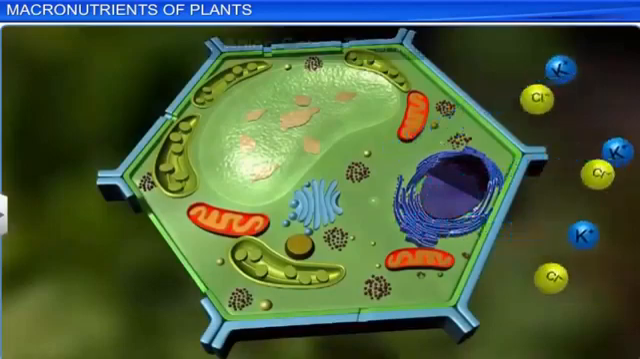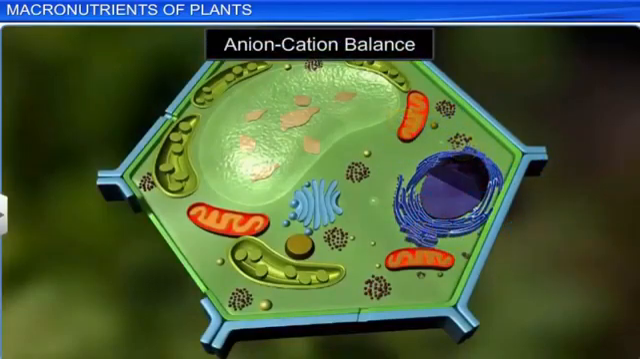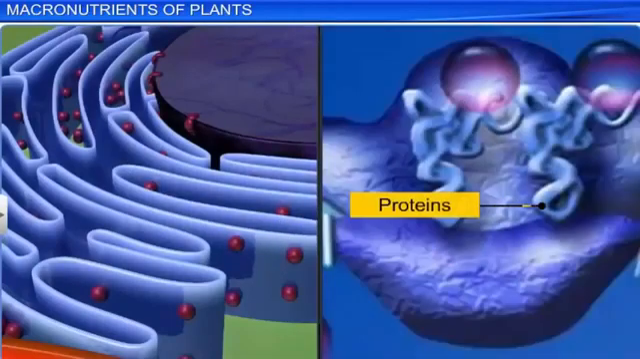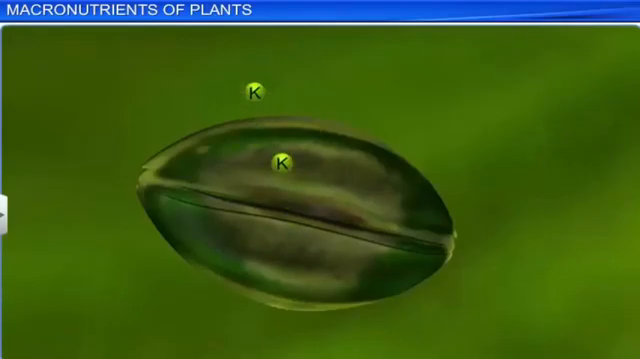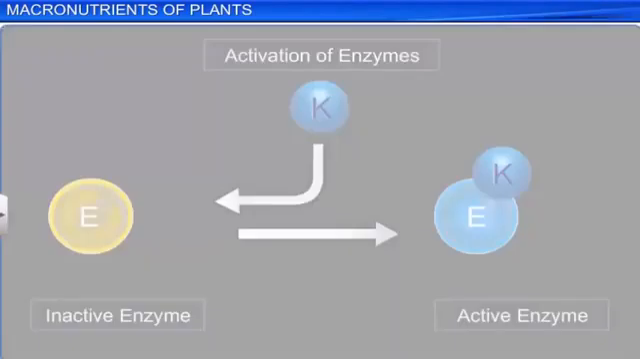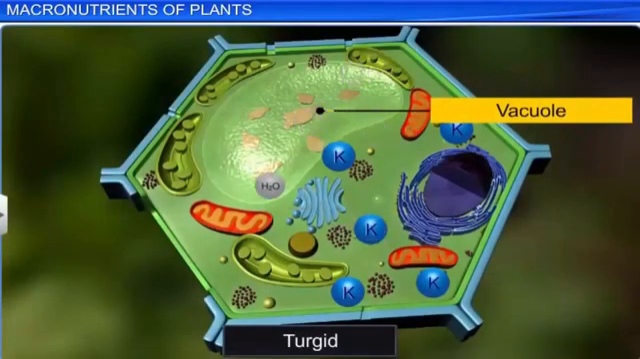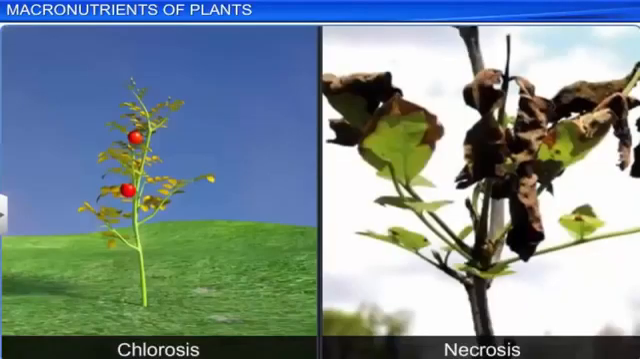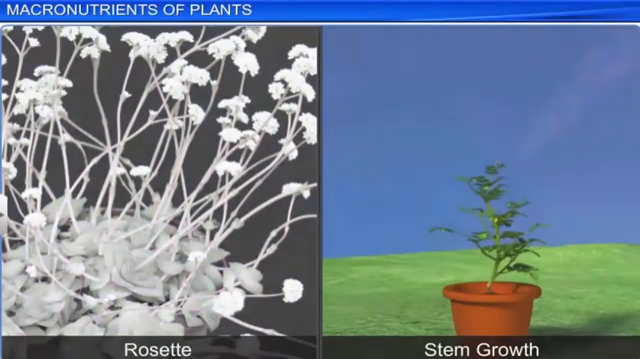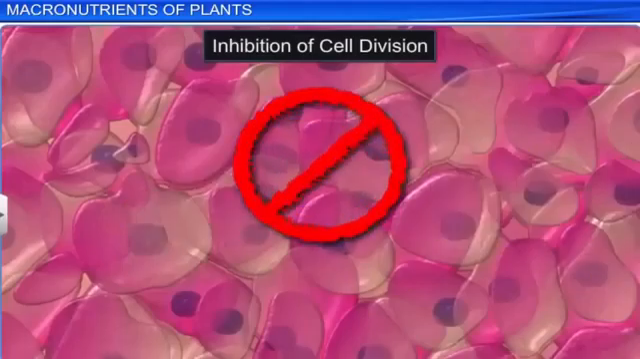It helps to maintain the anion-cation balance in cells. It is involved in protein synthesis, opening and closing of the stomata, activation of enzymes, and maintenance of turgidity of cells. The deficiency of potassium leads to chlorosis, necrosis, rosette or bushy habit of growth, reduction in stem growth, and inhibition of cell division.